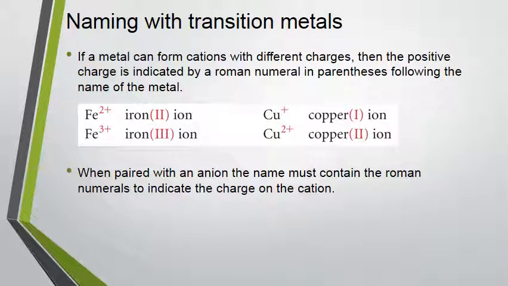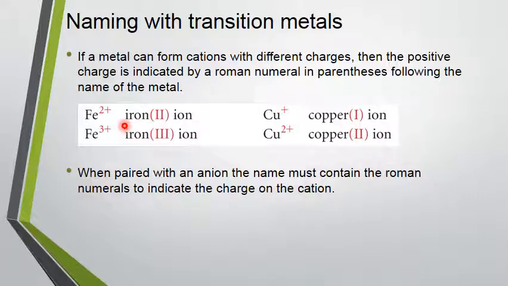All right. Now we do have other things that come up when we're naming ionic compounds. We have transition metals, that center part of the periodic table that we ignored. So if a metal can form cations with different charges, then the positive charge is indicated by a Roman numeral in parentheses following the name of the metal. For instance, iron can form a +2 charge or it can form a +3 charge because it can either lose 2 or 3 electrons.